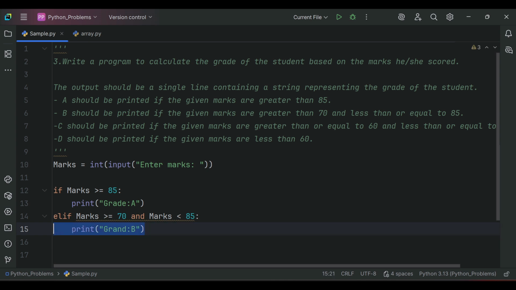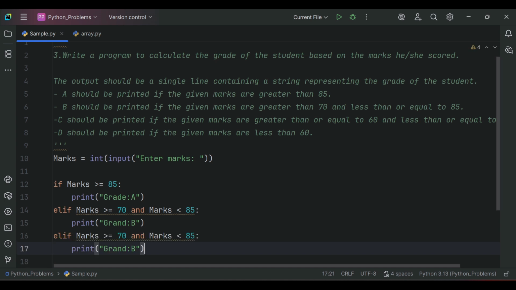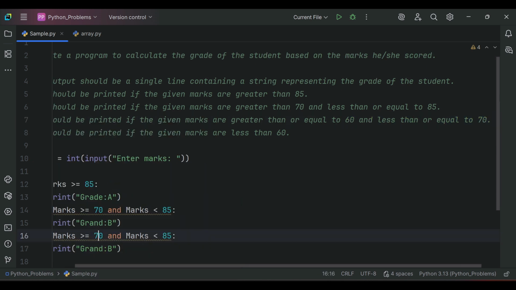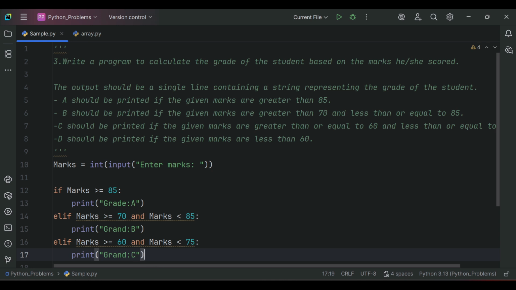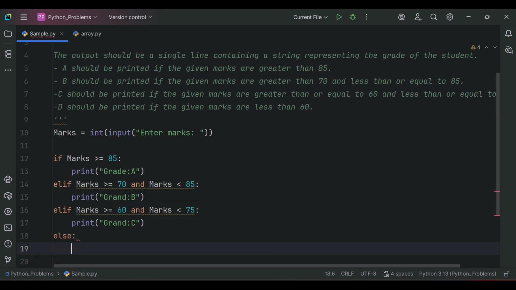Now take another elif condition. What is the third condition? Suppose if you want to see C grade, at that time the marks are between 60 and 70. Okay, rather than this, suppose the marks are below 60, at that time it is a D grade. Then finally keep the else block: print grade D.